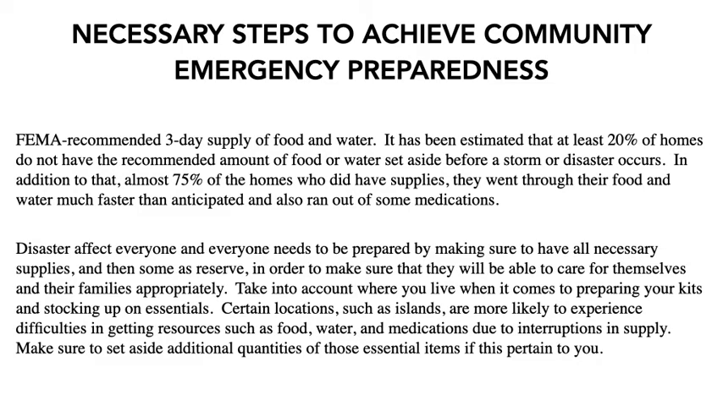FEMA recommends that a typical household have a 3-day supply of food and water on hand, and it's been estimated that at least 20% of homes do not have the recommended amount of stored food or water set aside. In addition to that, of the homes that are prepared with the 3-day supply of food and water, 75% of those homes said that they went through their food and water much faster than anticipated and also ran out of some of their medications.